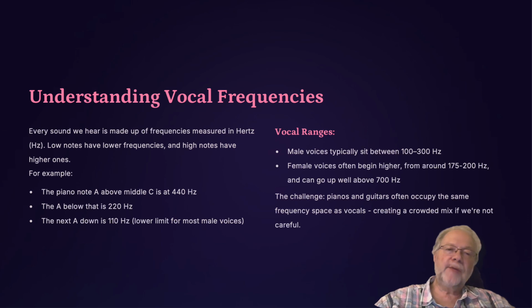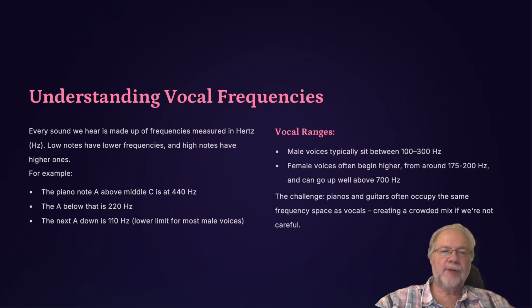But why do frequencies matter for vocal sound? Well, every sound we hear is made up of a whole set of different frequencies, measured in hertz, cycles per second. Low notes are of lower frequencies, higher notes of higher frequencies. For example, a piano note A above middle C, the note that would be used to tune an orchestra from the oboe, is at 440 cycles per second. The A below that is exactly half, 220 hertz. And if you go down another octave, then you get to 110 hertz.